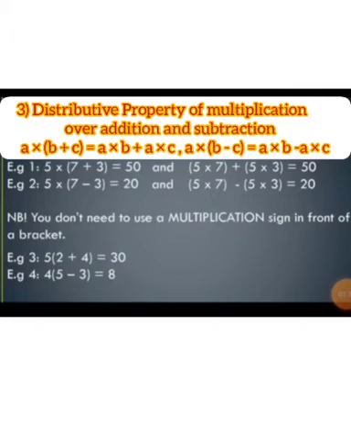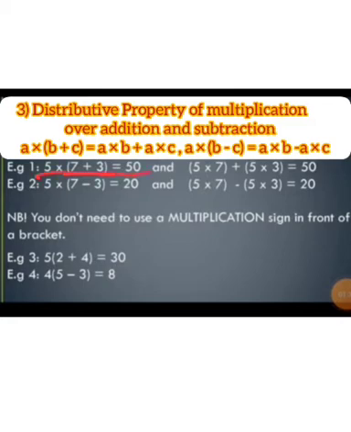If we take the numbers 5, 7 and 3 in place of a, b, c, then putting the values of 5, 7 and 3 in place of a, b, c, we get the same result on both sides. In the left hand side, we have 5 multiply (7 plus 3). According to the BODMAS rule, first of all, we add 7 and 3 because we have to solve the bracket first. 7 plus 3 is 10. On multiplying 10 by 5, we get 50.